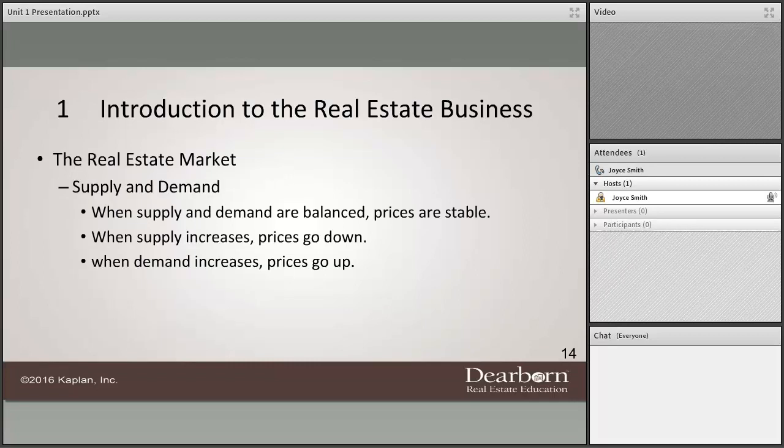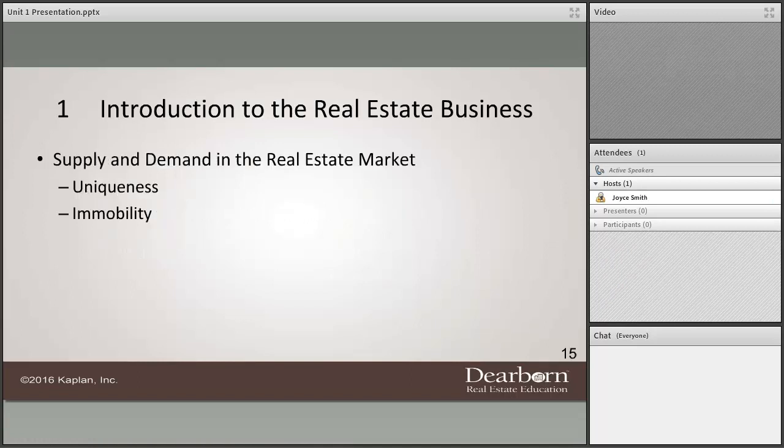The real estate market is very much governed by something called supply and demand. How many of you have had economics? Supply and demand is what drives economics. When supply and demand are balanced, the prices are stable in our real estate environment. When supply increases, prices go down. When demand increases, prices go up. It's this way in everything we're buying and doing in our marketplace, and it's especially impactful in the real estate world.